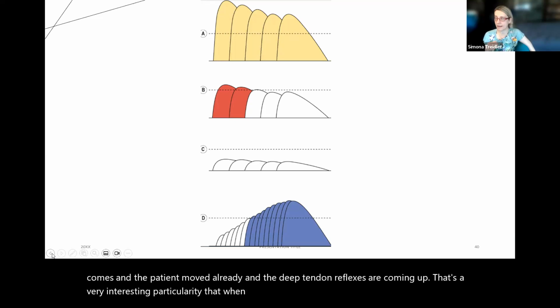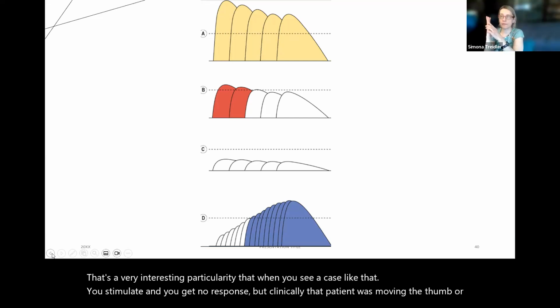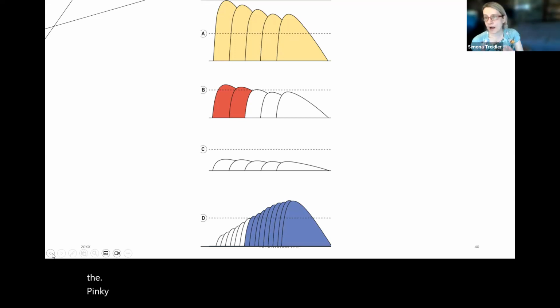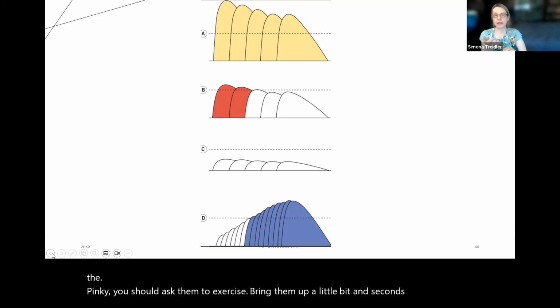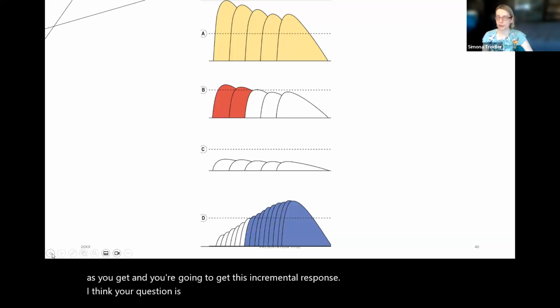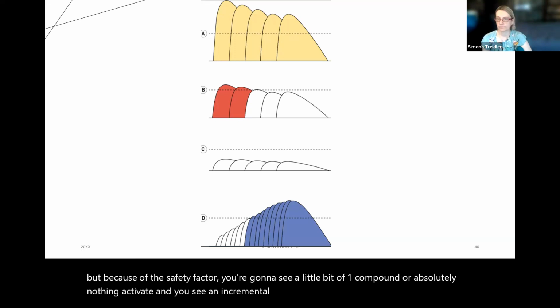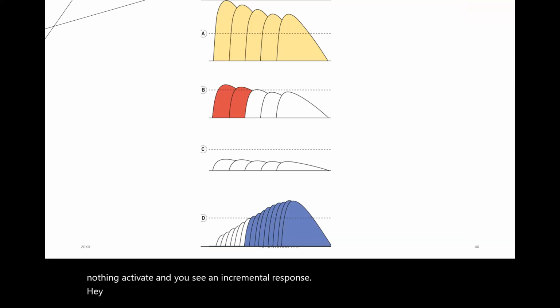When you see a case like that, you stimulate and you get no response, but clinically that patient was moving the thumb or the pinky, so you should ask them to exercise. Bring them up a little bit, 10 seconds, push as strong as you can, and you're going to get this incremental response. I think your question is very good. Electrophysiologically, you see that the end plate doesn't reach threshold, but because of the safety factor, you see a little bit of one compound, or absolutely nothing, activate, and then you see an incremental response. Okay, thanks. Am I clear? Yeah.